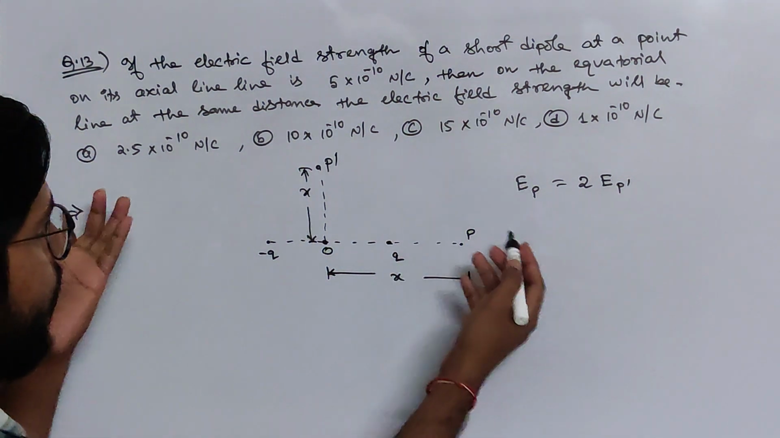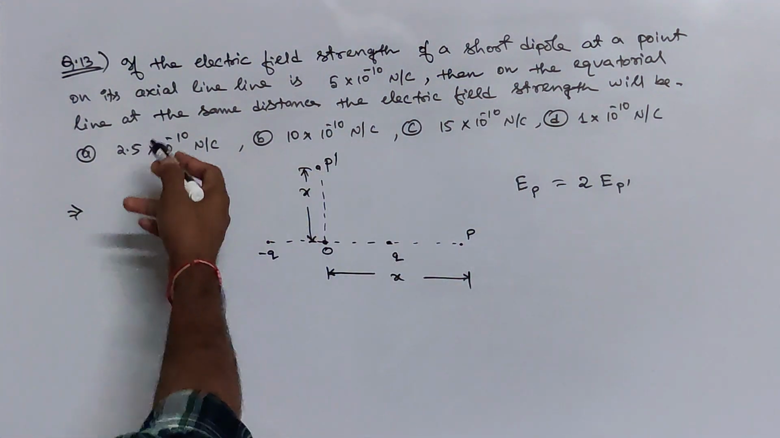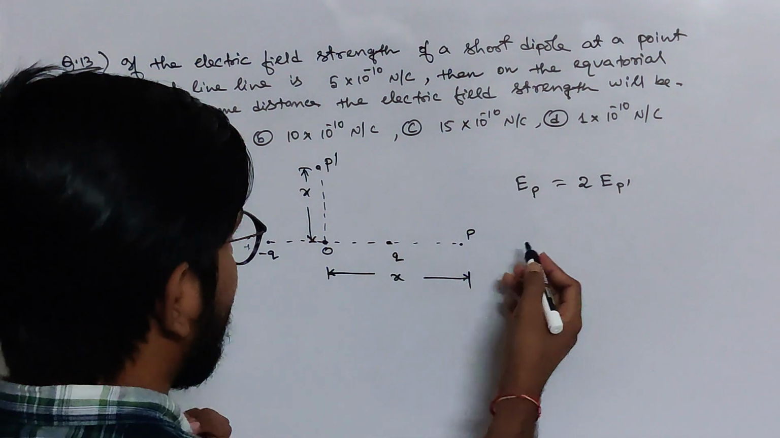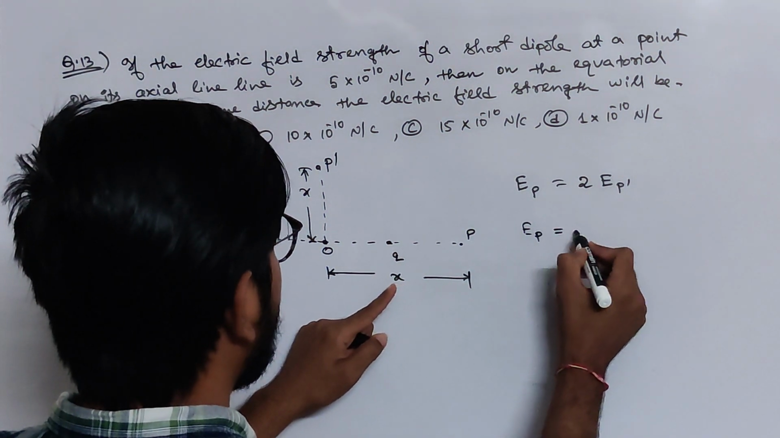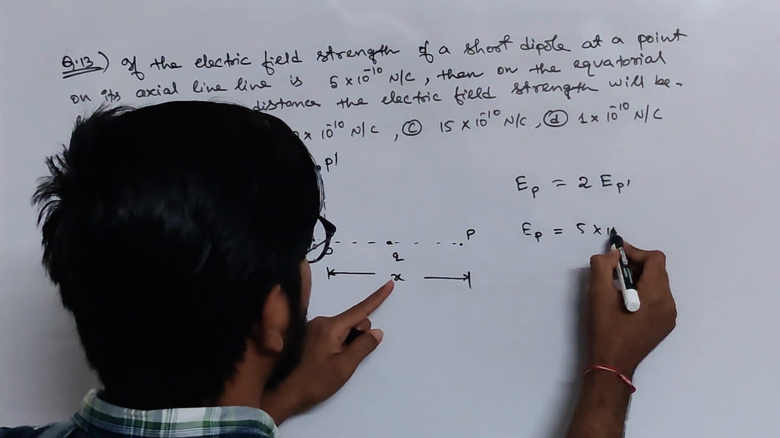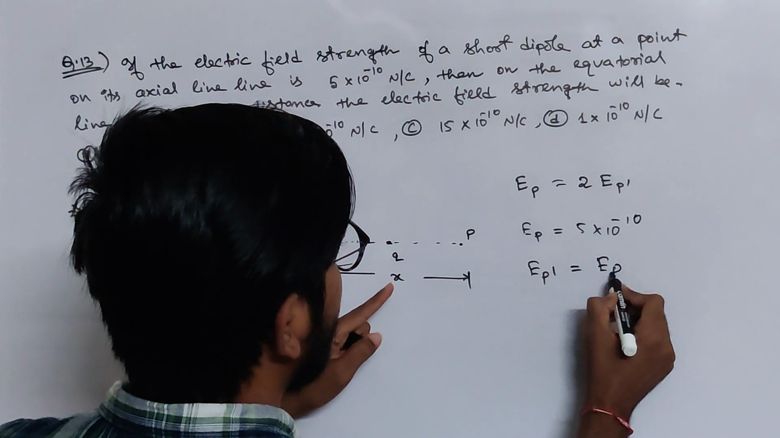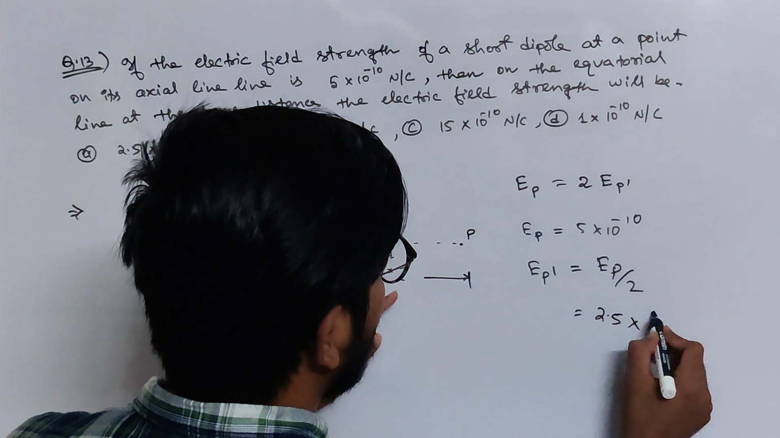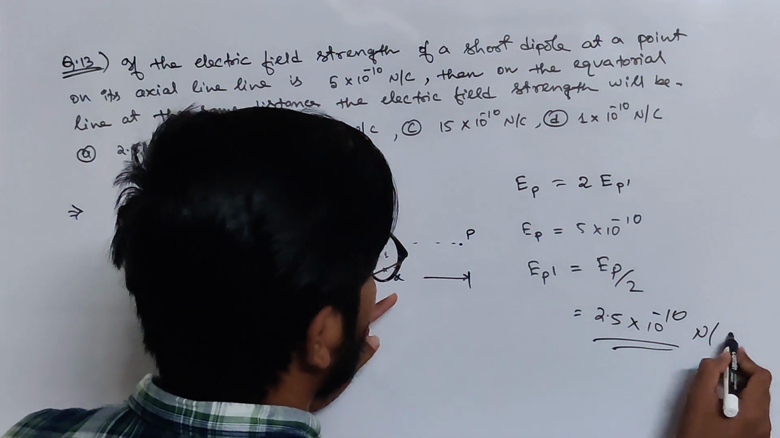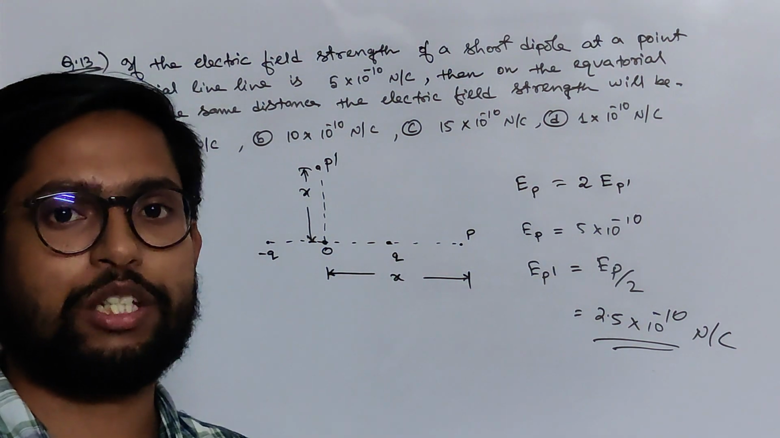Then this is simple, right? The question is simple. If the electric field strength of a short dipole at a point on its axial line is given, that means EP is given. EP equals 5 × 10^-10. Then what will be EP dash? EP dash will be EP by 2, that is 5 by 2, that is 2.5 × 10^-10 Newton per Coulomb. Then which option is correct? Option A is the correct option. Right? Okay, let's move to the next question.